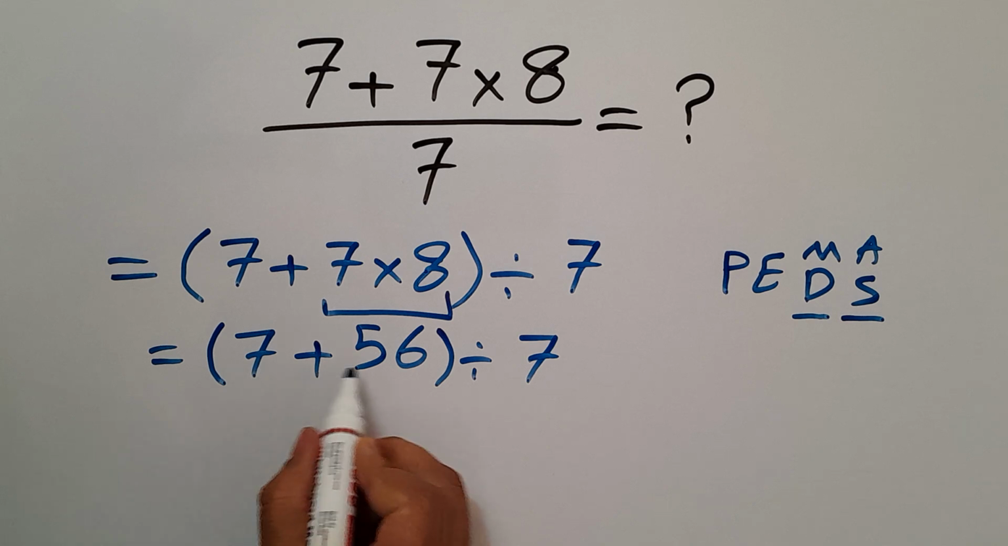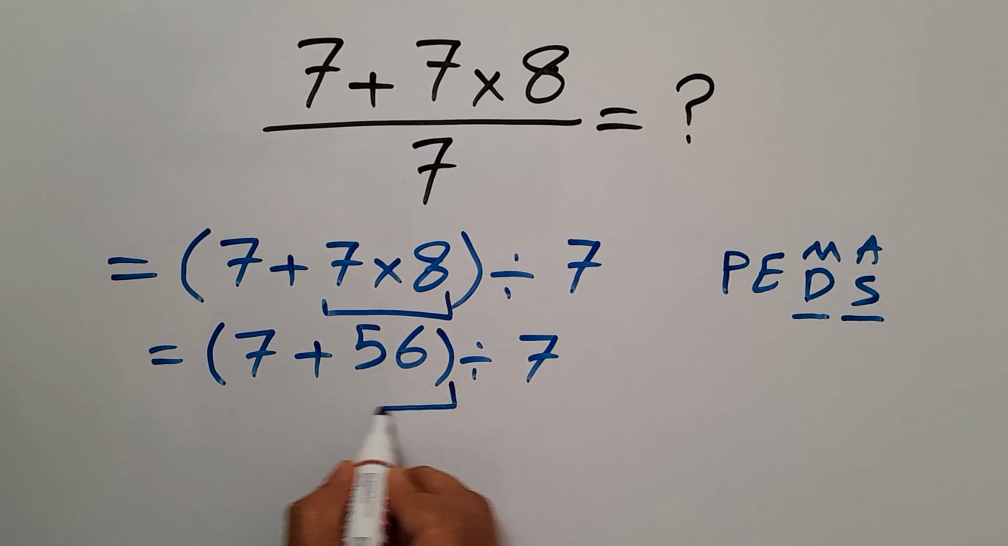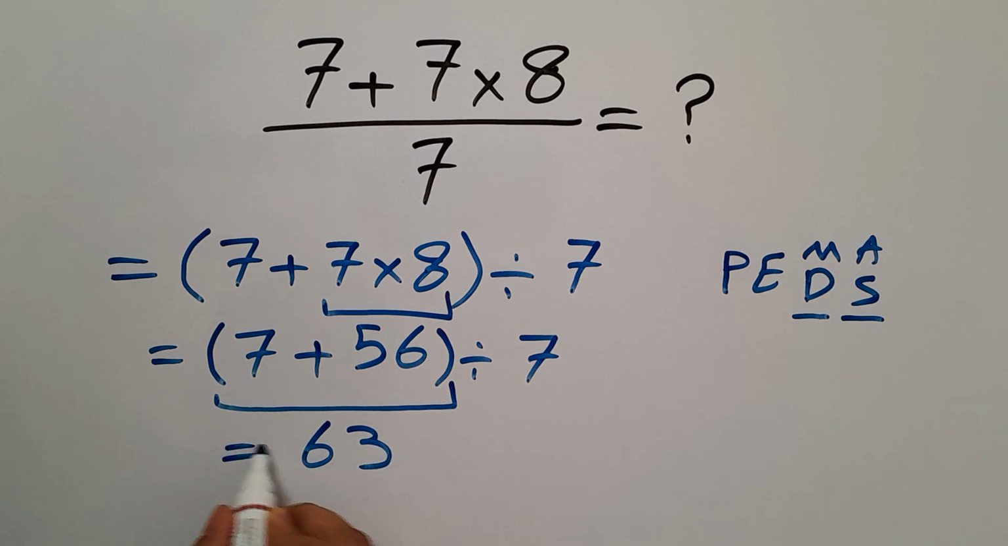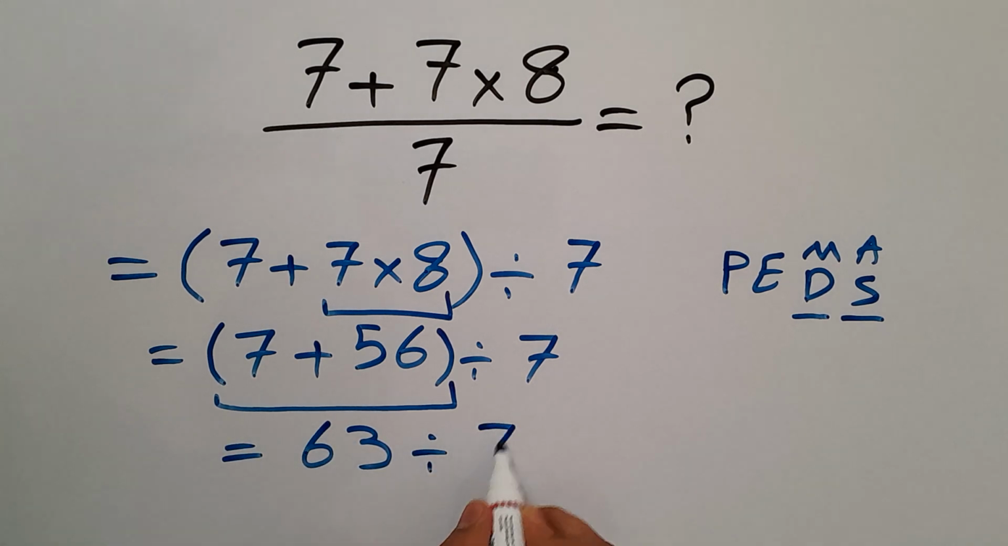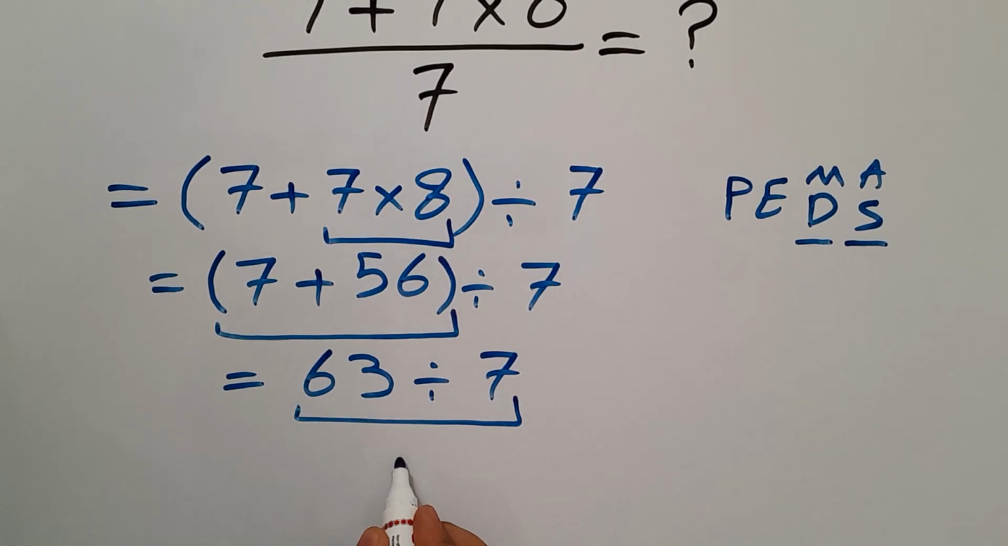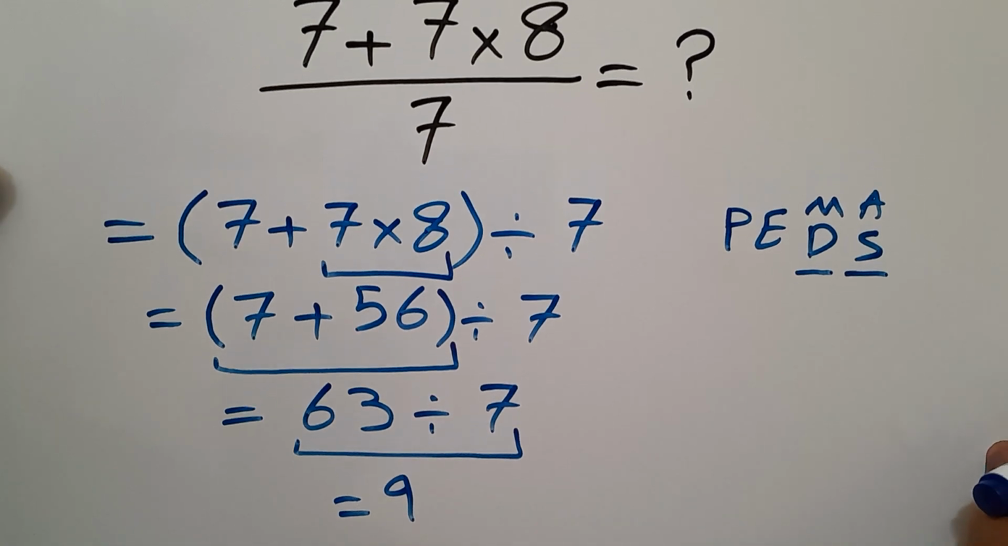Now, 7 plus 56 gives us 63. And 63 divided by 7 equals 9. So our final answer to this problem is just 9.